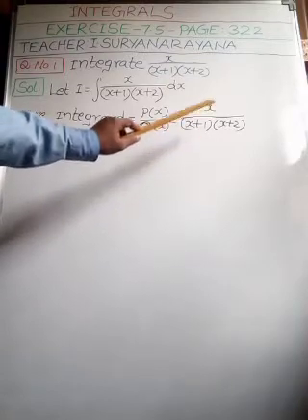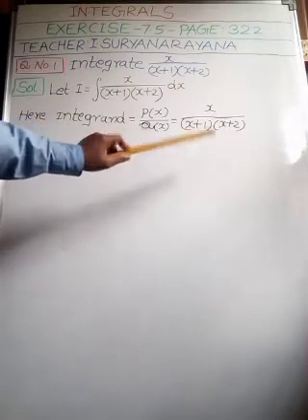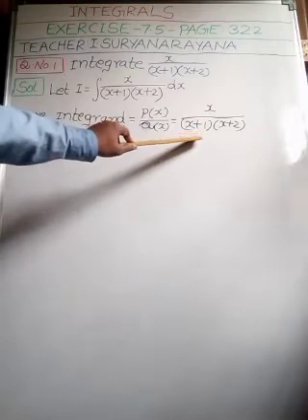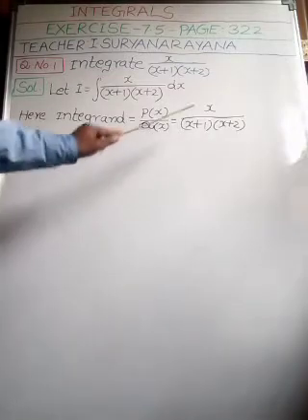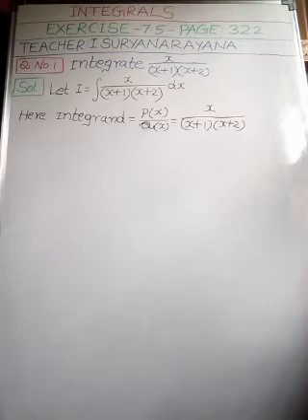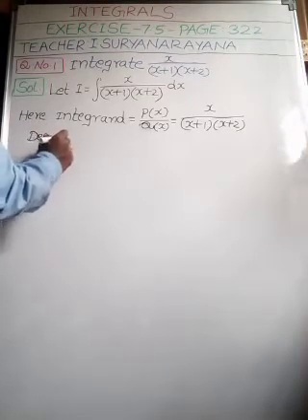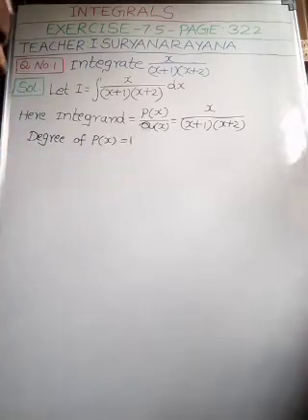If it is a proper rational function, then we proceed. Otherwise, we have to convert this rational function into a proper rational function. Okay, my children. Now, how do you identify whether it is a proper rational function or not? On the basis of degrees. Degree of p of x. What is the degree of the numerator?